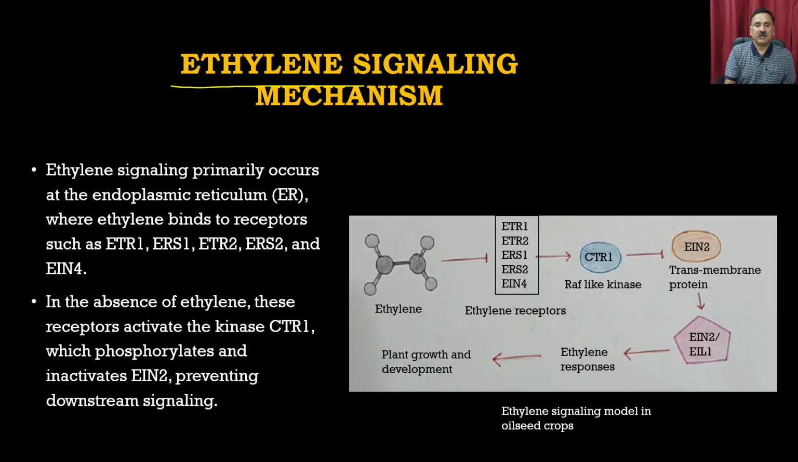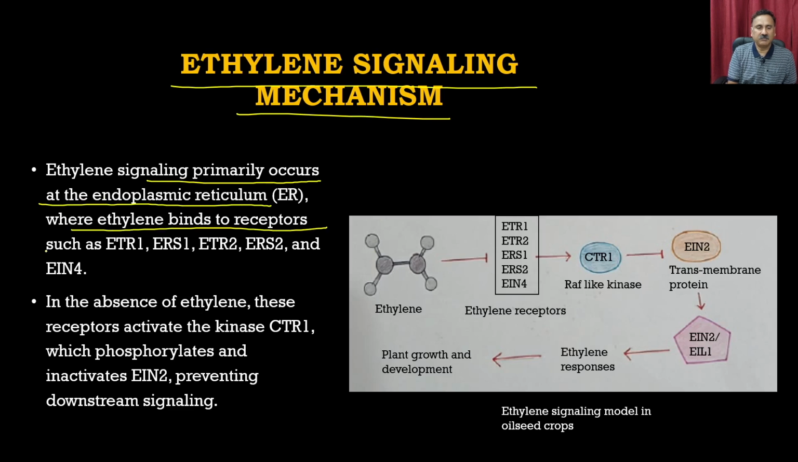And what is the signaling mechanism of ethylene? So ethylene signaling primarily occurs at the endoplasmic reticulum, where ethylene binds to receptors such as ETR1, ERS1, ETR2, ERS2, and EIN4, right? So ethylene is a gaseous molecule which, when it enters the cell, is going to bind different types of receptors like ETR1, ETR2, ERS1, ERS2, and EIN4.